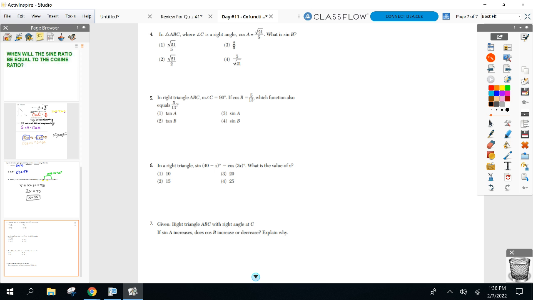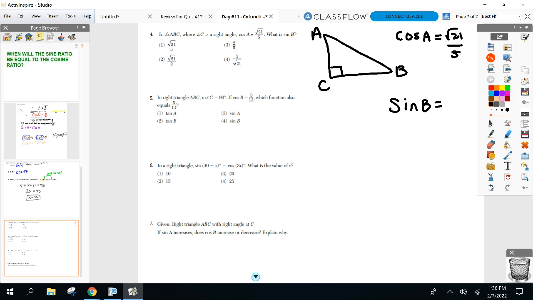All right, do we really know what's going on now? Let's figure it out. Triangle ABC has the right angle at C. Let me discuss real quick why you're getting that information. If C is the right angle, what do you know about the other two, A and B? They're complementary. They add to 90. That's why I'm giving you this information. The other two have to add to 90. So if cosine of A is radical 21 over 5, what's the value of sine of B?